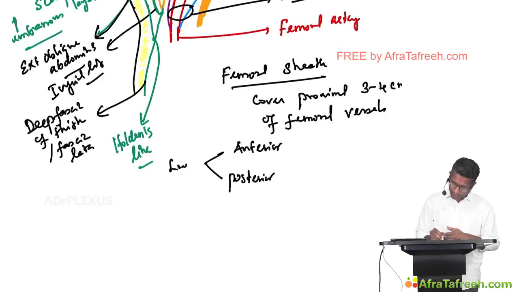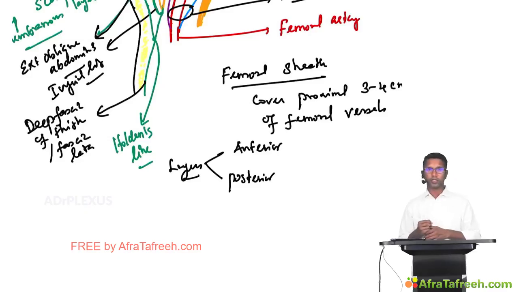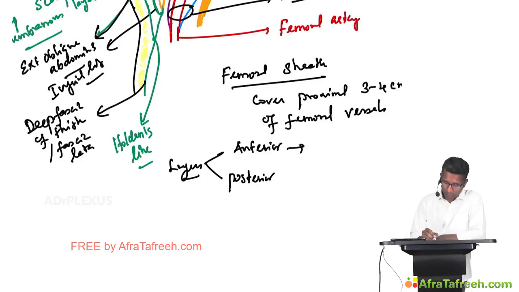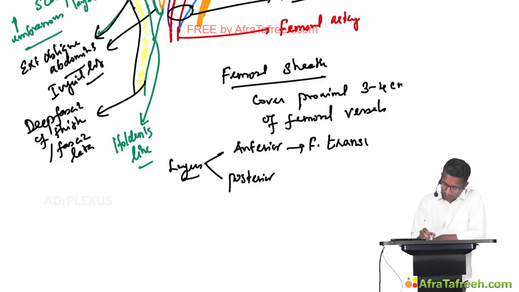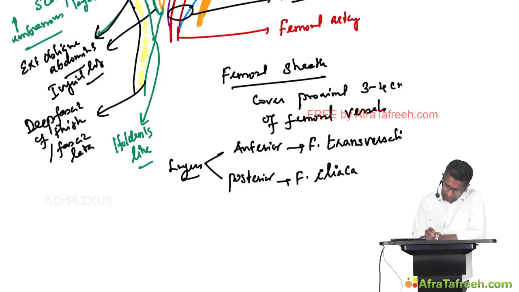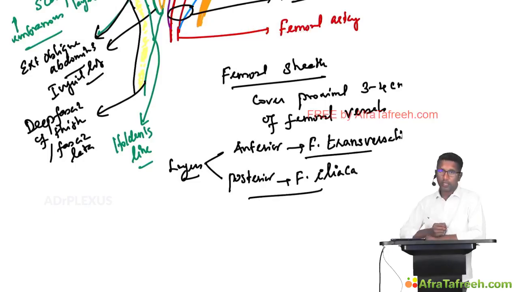So these are the layers of the femoral sheath. It has got two layers. As we have seen from the diagram, the anterior layer is formed by the fascia transversalis, and the posterior layer is formed by the fascia iliaca.